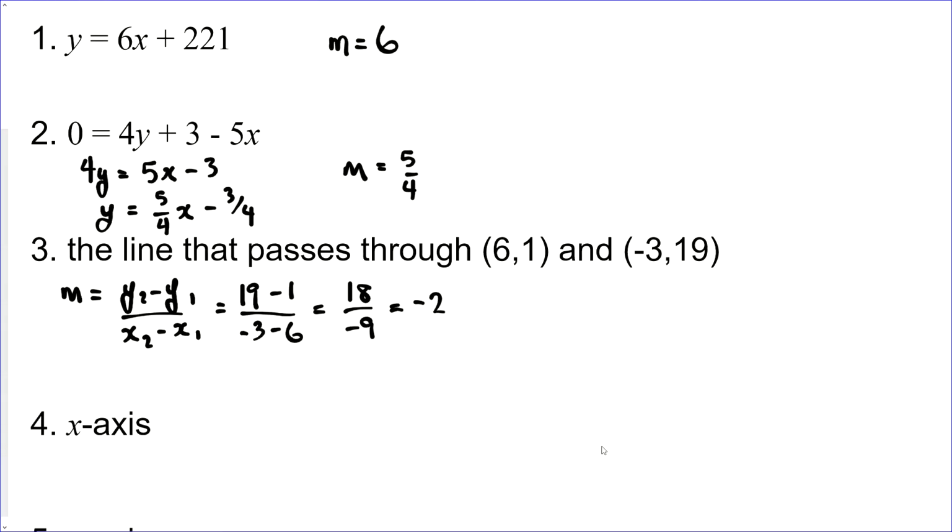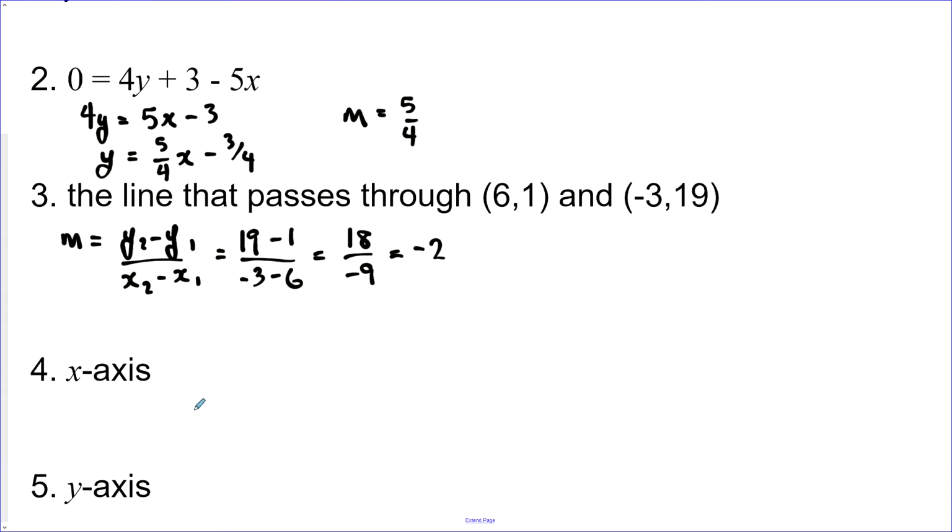What's the slope of the x-axis? So the x-axis is completely horizontal, so the equation of that is y equals 0. So it has no slope, or the slope would be 0.